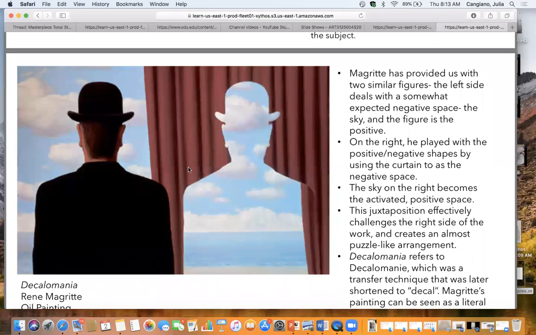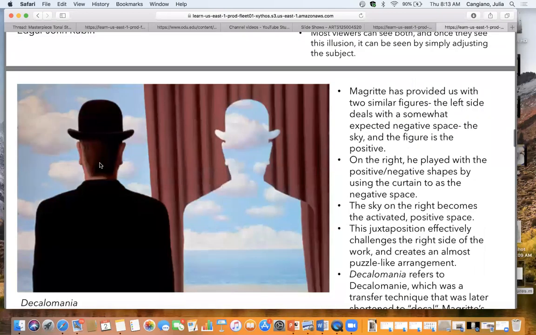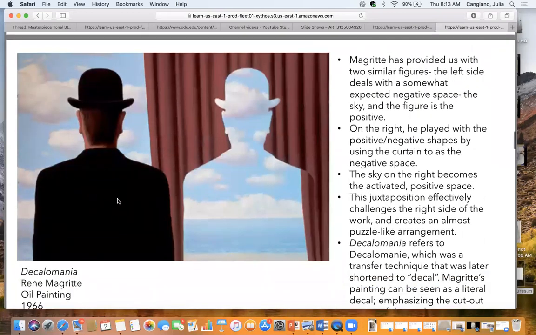This is Magritte, and Decalomania is the name of this, which is appropriate because it definitely reads as a decal, sort of. But he's obviously providing us with the two figures, I'm guessing a self-portrait. And the one on the left is more traditional and detailed. So it's similar to the Rubens vase, where there's detail, there's light and shadow in the figure, and that would be considered the active space or the subject. And then the ground would be the background of the clouds and the water.